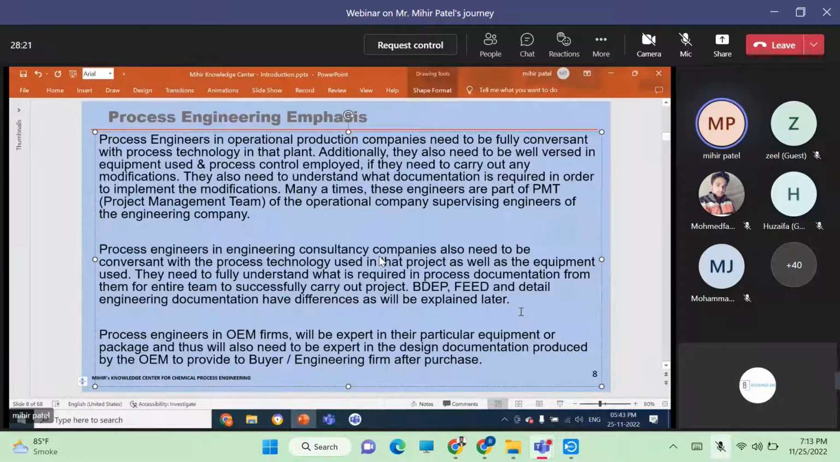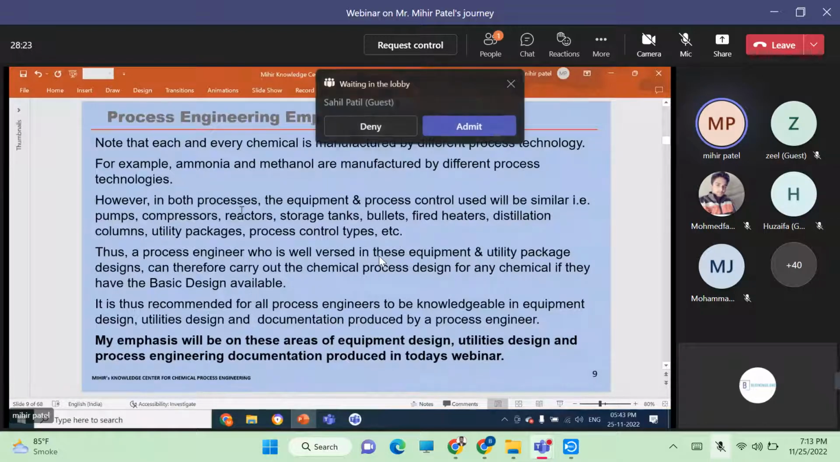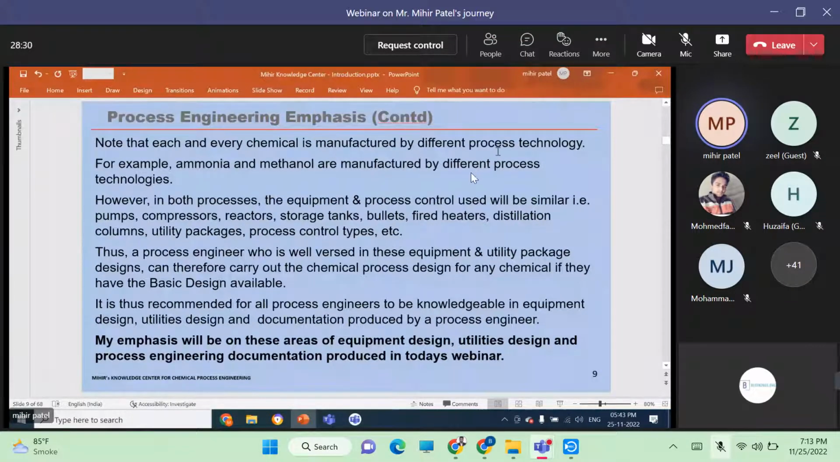Now again, I'll start with the continuation of the emphasis. Now this is important. Note that each and every chemical is manufactured by a different process technology. So for example, ammonia and methanol are manufactured by different process technologies. However, in both the processes, the equipments and process control used will be quite similar. For example, you will have pumps, compressors, reactors, storage tanks, bullets, fire heaters, distillation columns, and many utility packages. Then you will have process control types as well.